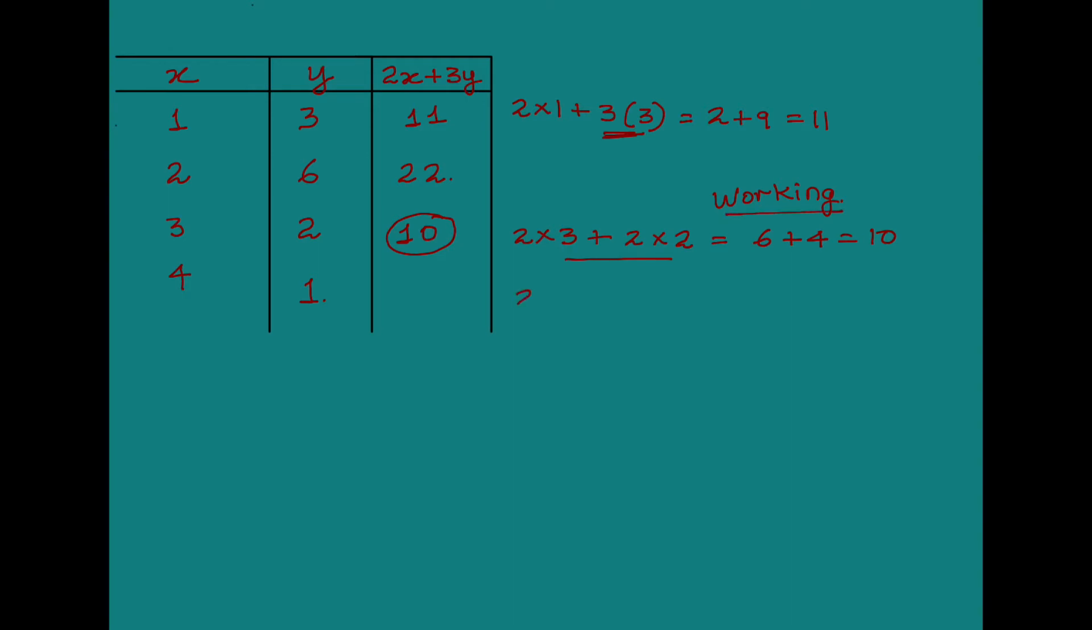Okay, last part, 2 times 4 plus 3 times 1. What do we get? 8 plus 3 gives us 11. Right? Oh, this is the same answer as the first part. Interesting, right?